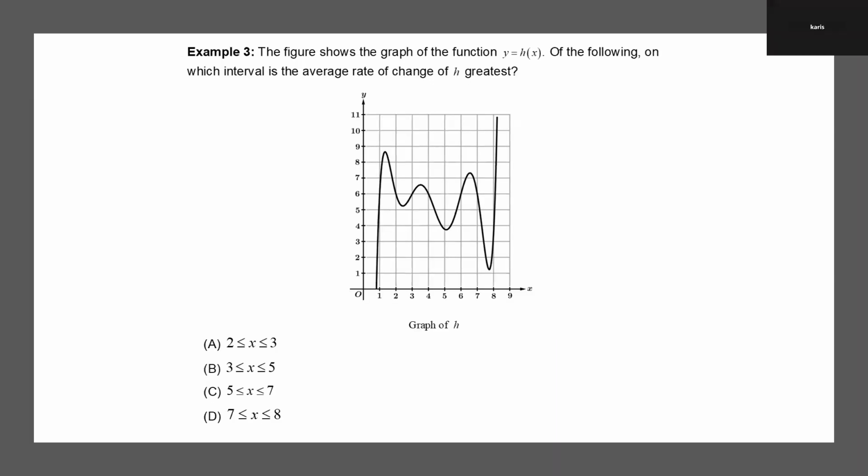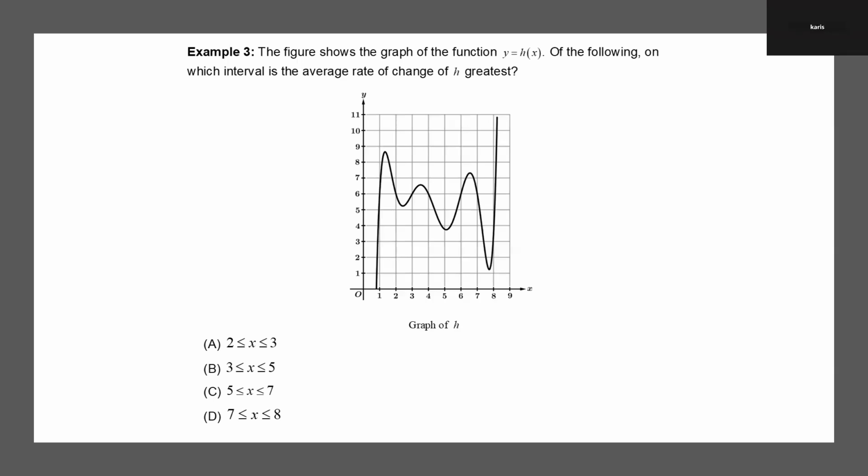There we go. The figure shows the graph of the function h of x. H of x is just the name of the function. That's it. Every function, we call something different. It is saying, of the following, on which interval is the average rate of change of h the greatest? Okay? So you're looking from what point to what point creates the what? What's our word? Steepest, right? In this case, we want greatest. We want the steepest what? What kind of line? Positive. We're looking for the steepest positive line.